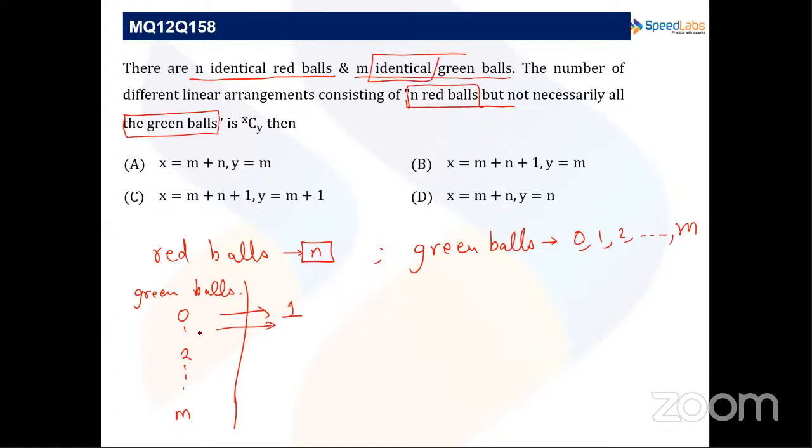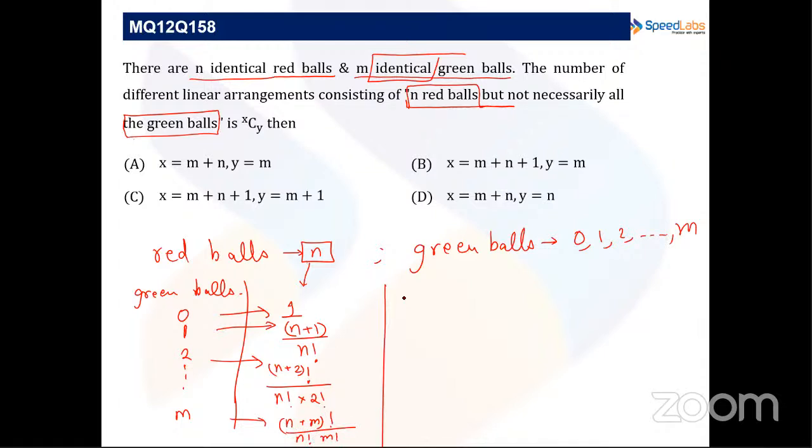Now if we have one green and n red balls, then we have a total of n plus 1 balls, in which n balls are identical, so the number of ways will be (n+1)! upon n!. If we have two green balls, then the number of ways of arranging them will be (n+2)! upon n! into 2!. And for m, it will be (n+m)! upon n! into m!.